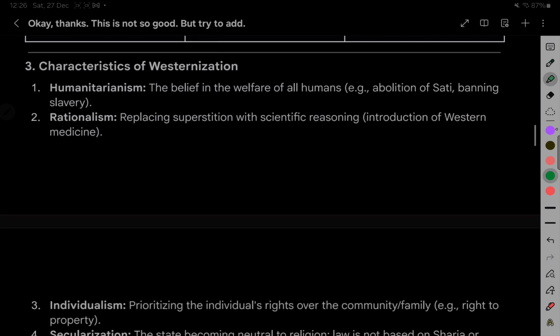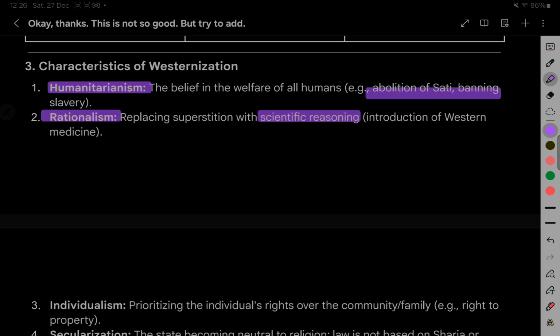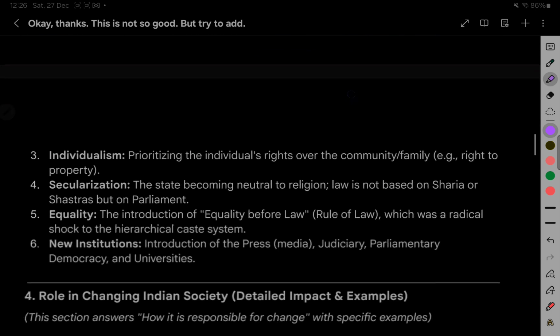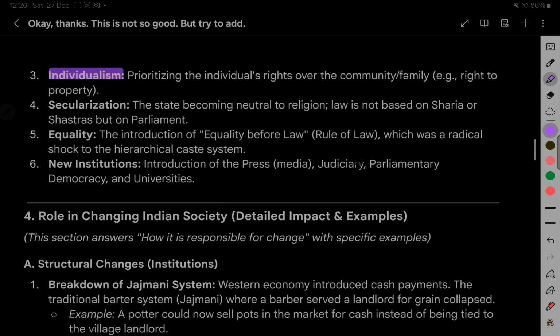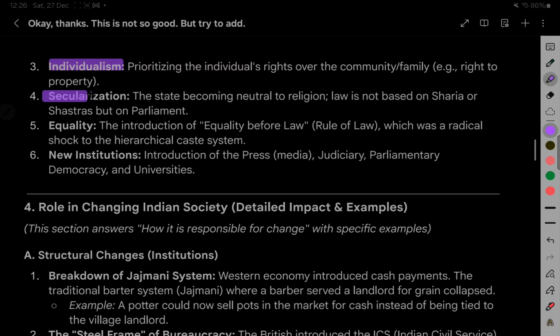3. Characteristics of Westernization. Humanitarianism, the belief in the welfare of all humans, e.g., abolition of sati, banning slavery. Rationalism, replacing superstition with scientific reasoning, introduction of Western medicine. Individualism, prioritizing the individual's rights over the community and family, e.g., right to property.